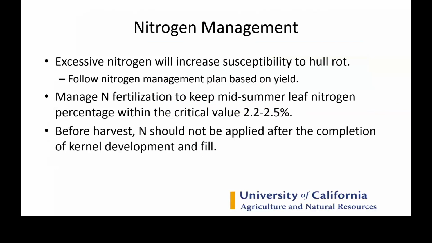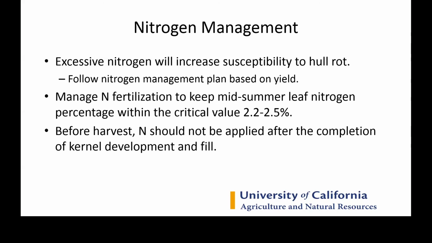So I'll move on to nitrogen management. As I mentioned earlier, previous research shows that excessive nitrogen will increase susceptibility to hull rot. So it's always very important to follow the nitrogen management plan based on yield and not to over fertilize. We can also manage the nitrogen fertilization by looking at the mid-summer, mid-July leaf analysis being within the critical value.